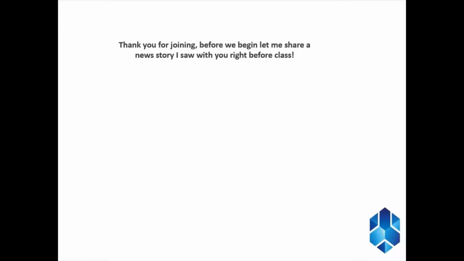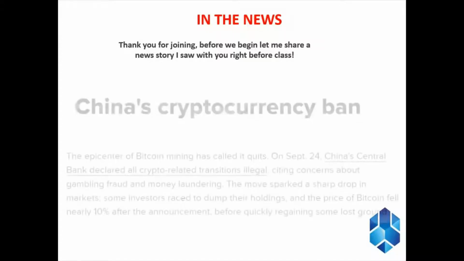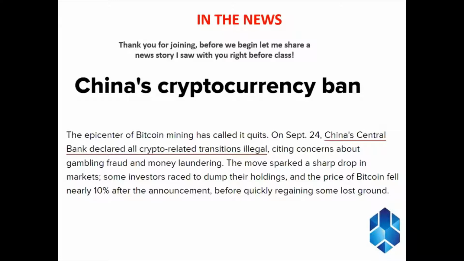Before we begin, though, let me share with you a news story that I saw right before class. Literally, I just saw this an hour ago, and I said, let me include this in today's class. China has done a cryptocurrency ban. Raise your hand if you're familiar with this news. They're concerned about gambling or money laundering, or maybe there are some other political motives. We don't know. But the move sparked a sharp drop in the markets.